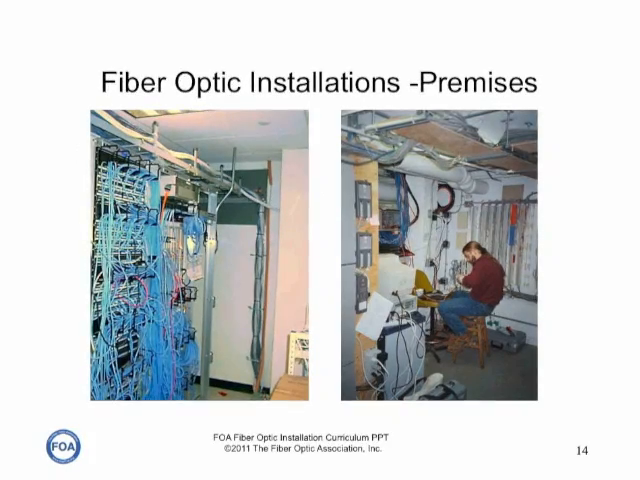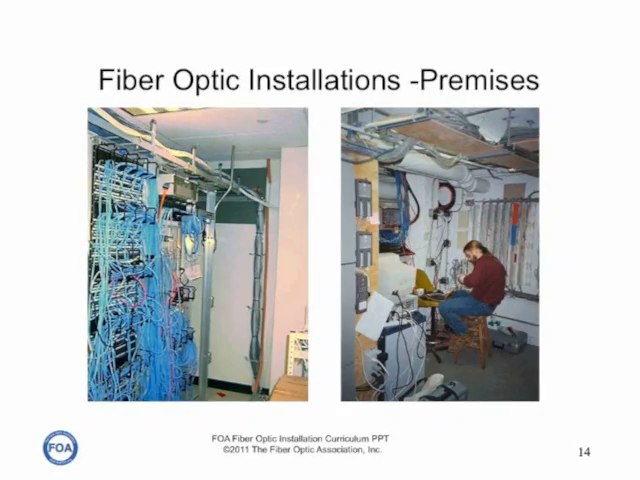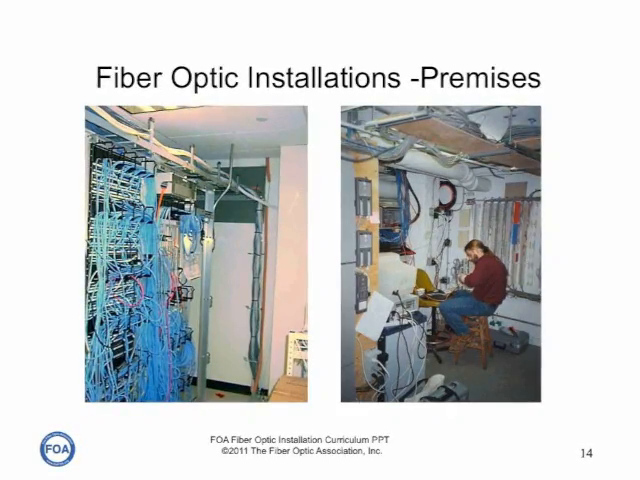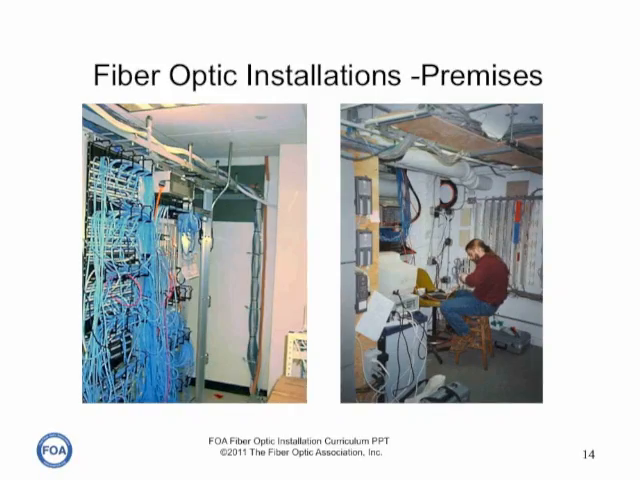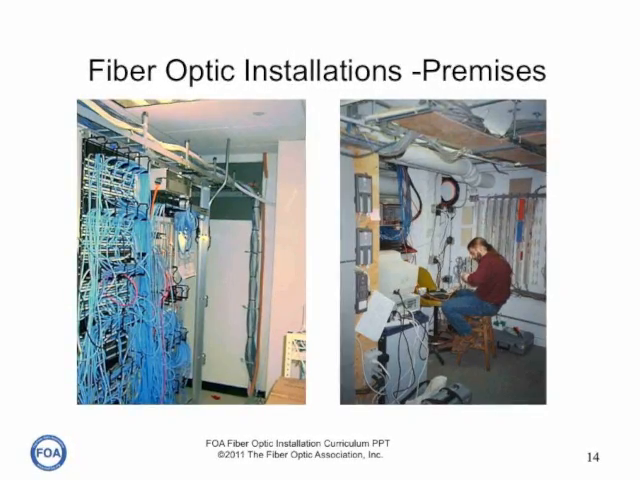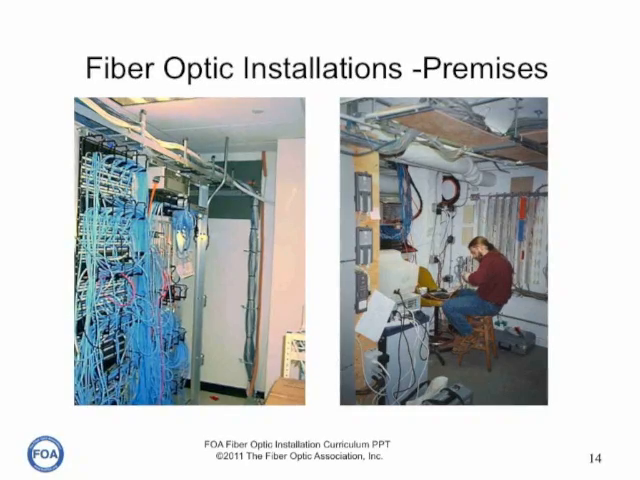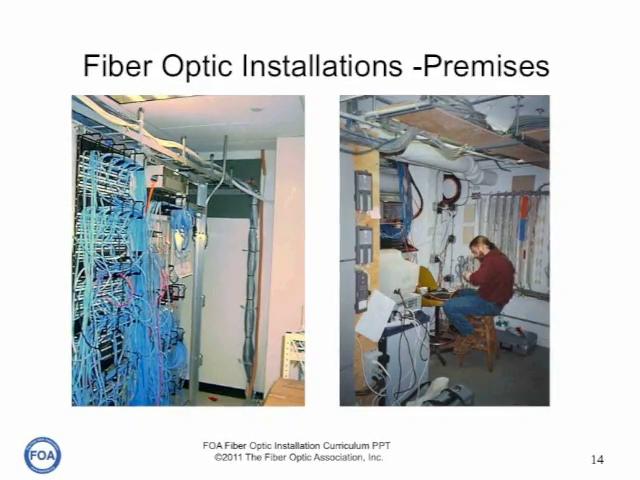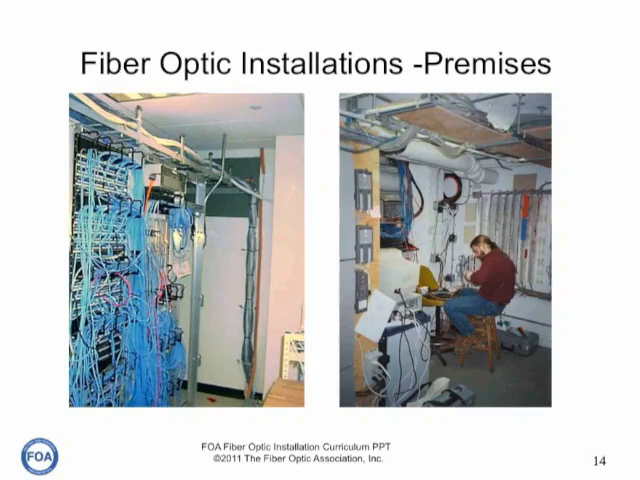There's as much variety in premises installation as there is in outside plant. You can install cables in modern buildings like the telecom closet in a data center for an insurance company on the left, or in the basement of a 200-year-old building used by a college in New England, shown on the right.